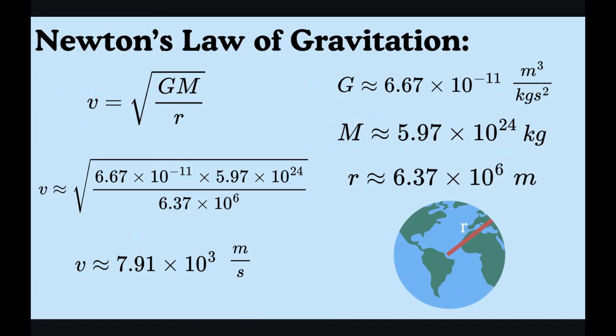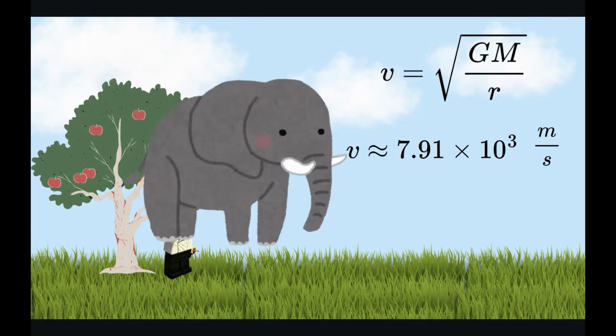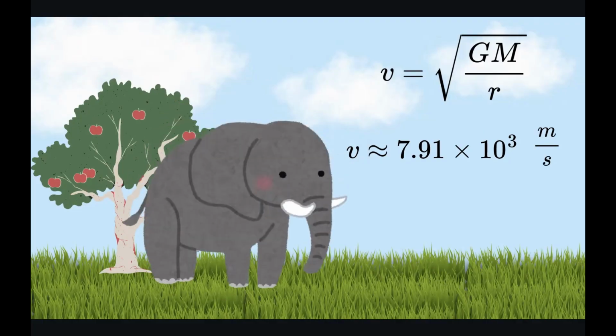This is ridiculously fast. However, notice that in our final equation, there is no little m. This means it wouldn't matter if Newton threw an apple, a piano, or even an elephant, although forces might have some other problems with this one.